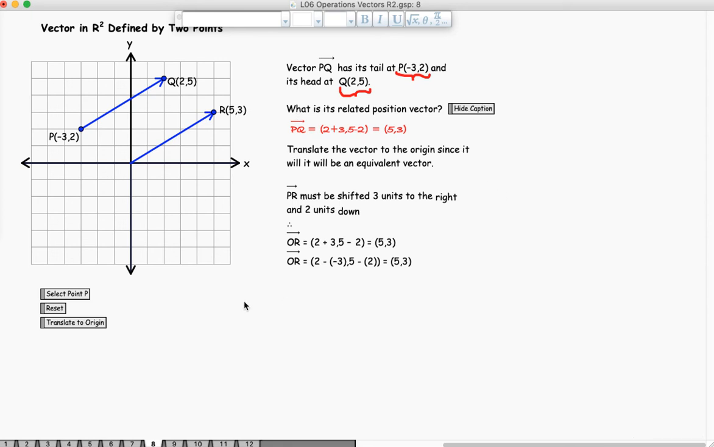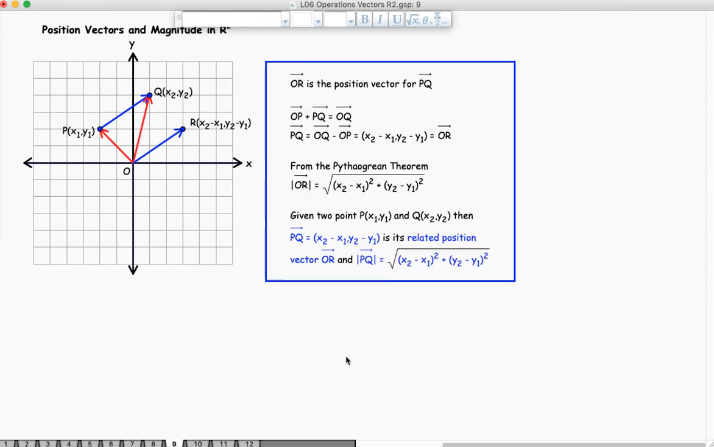So then if we want to generalize that, maybe I'll just move to the next slide and show you that. The way I prefer to view this is, imagine I want to slide that to the origin. If that goes to the origin, I'm going to have to subtract x1 from this. So I'll have to do the same thing to Q. And then I'm going to have to subtract y1 from this, so I'm going to have to subtract y1 from y2. And that is going to give me that the related position vector is x2 minus x1, comma, y2 minus y1.